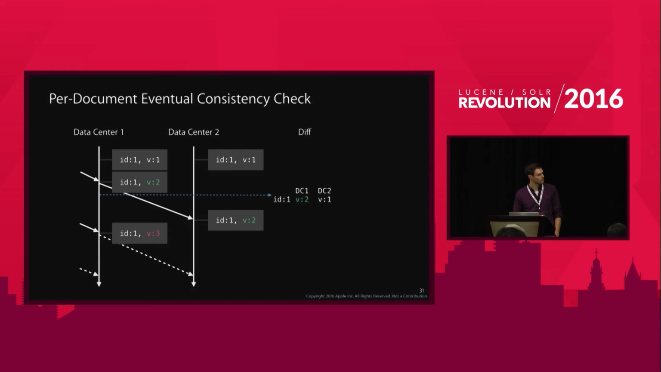If I do a diff of the two data centers after that update makes it to data center 1 but not to data center 2, or before data center 2, then I'll find the version in data center 1 is 2, and in data center 2 it's 1. And that's a problem, obviously, but there's something I can glean from this, which is that because my versions are increasing, I know that data center 2 is behind data center 1.